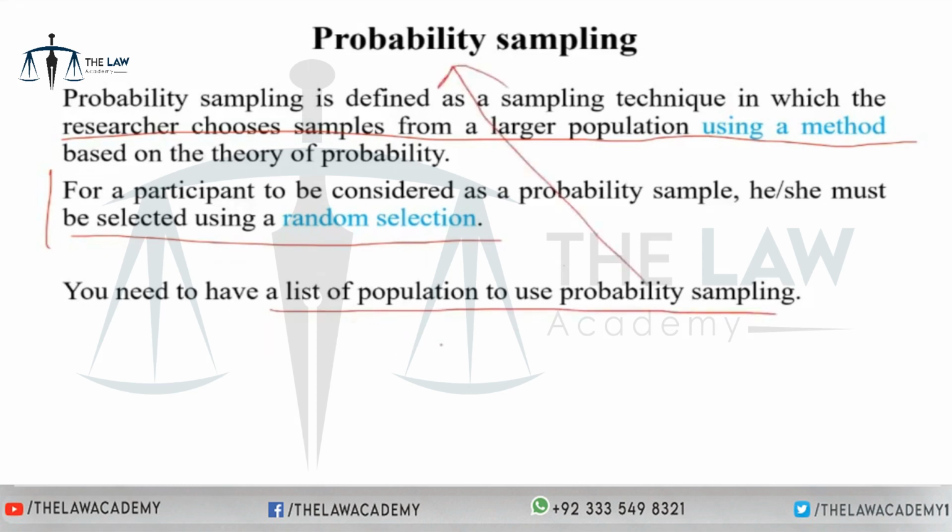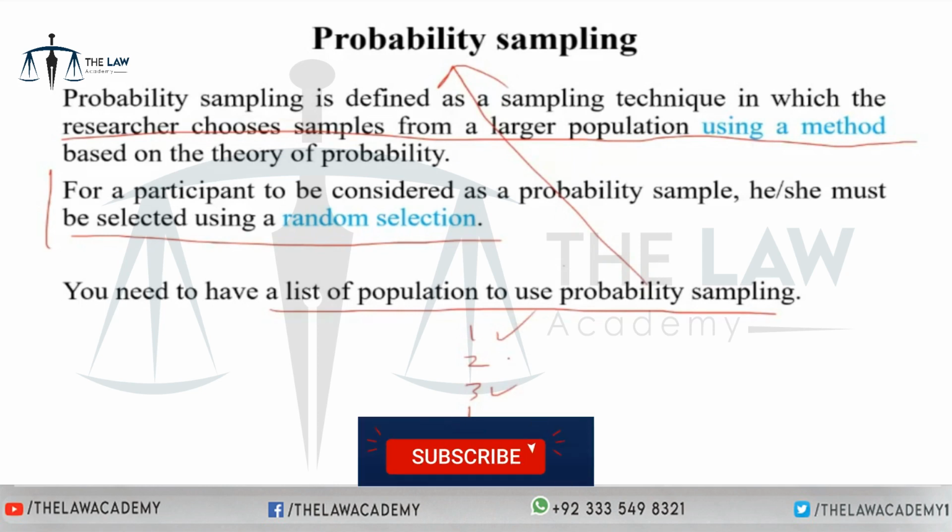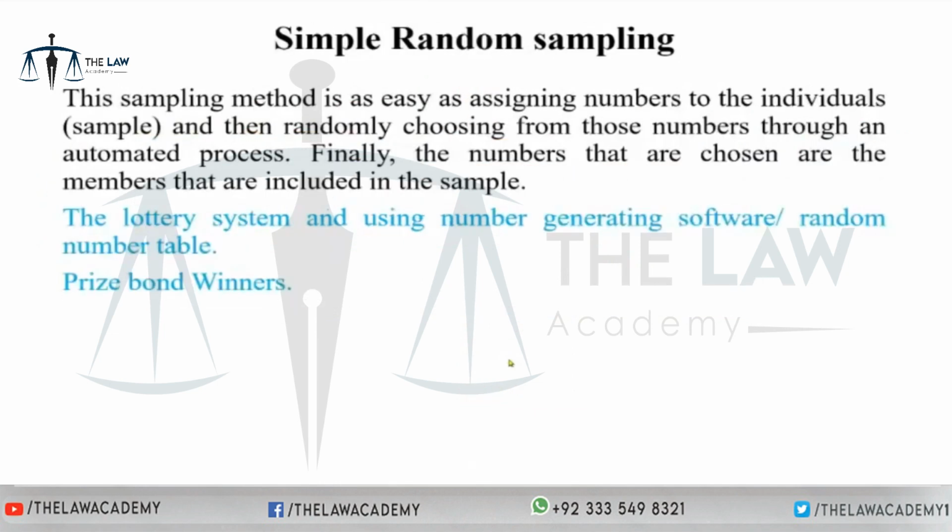For example, if you have employees in one organization and you have a list 1, 2, 3, 4, 5, 6, and you say that, okay, we will be collecting data from every second person, you will be collecting data from these 3 people. So this is your probability sampling.